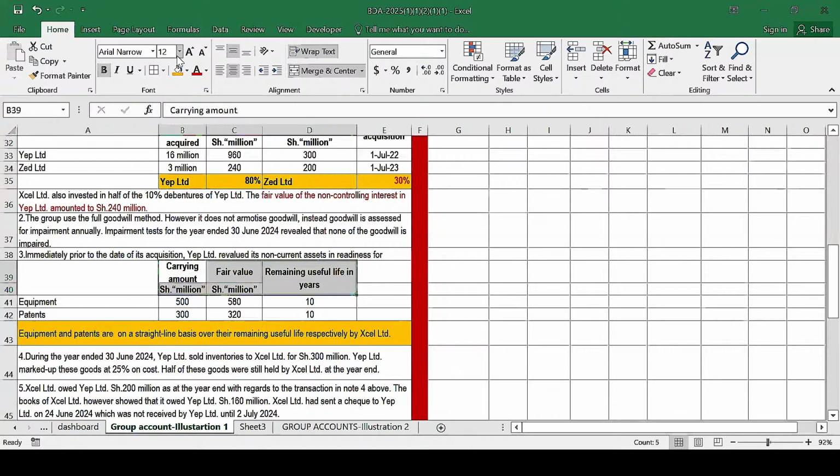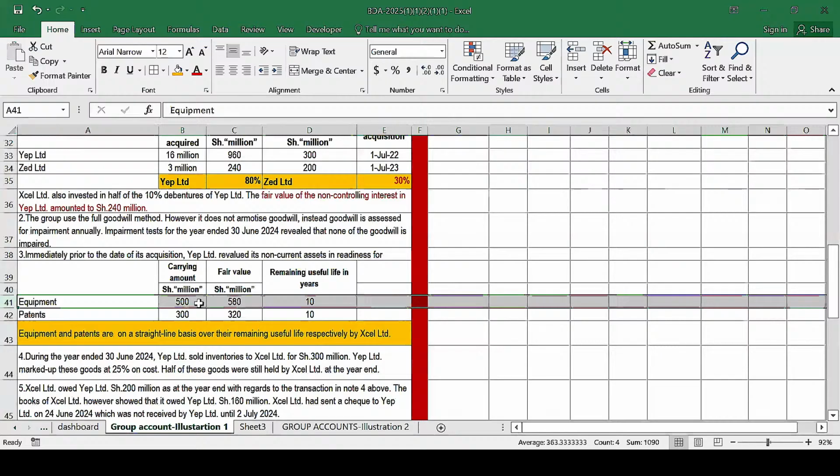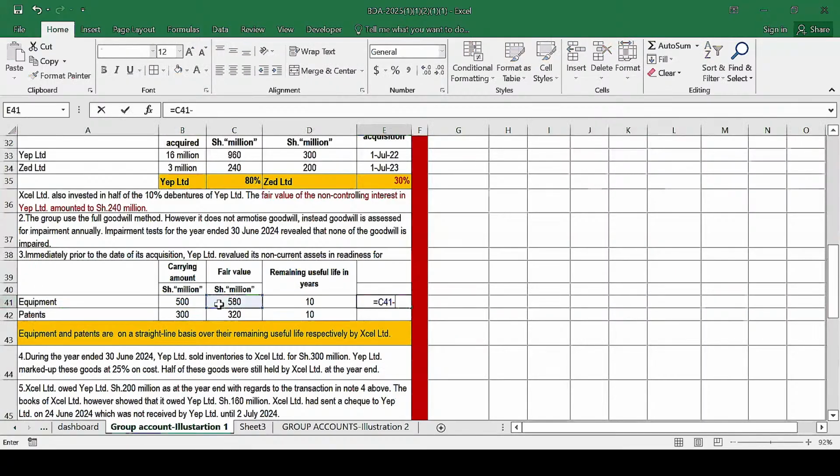Now what we need to do here is basically determine, do we have a revaluation gain or loss? In determining whether you have a revaluation gain or loss, we compare the revalued amount with the fair value. Carrying amount, remember, is the same as the net value. For example, for equipment, its carrying amount was 500. It was revalued upward to 580. So that increase of 80 is a revaluation gain.